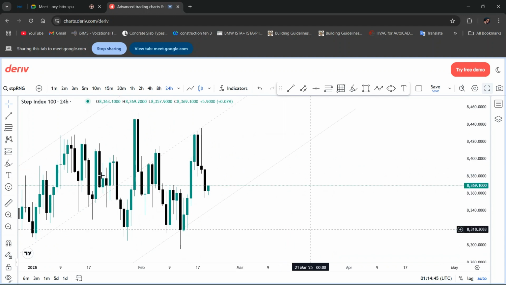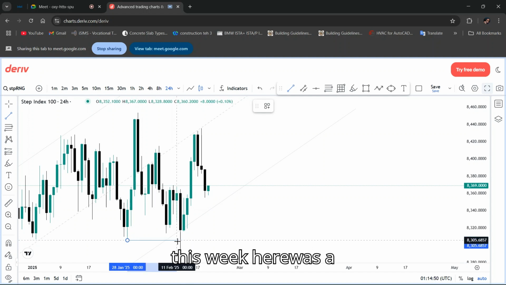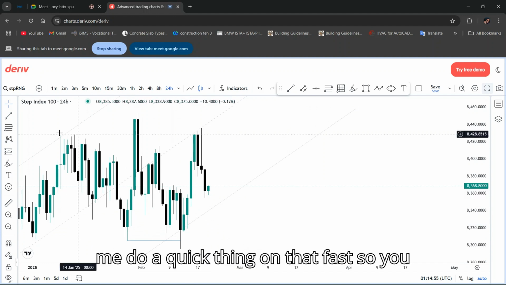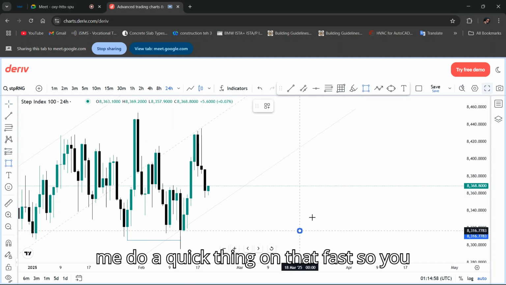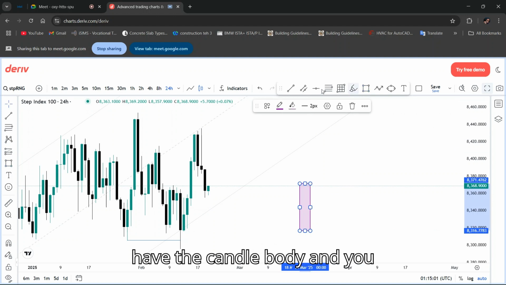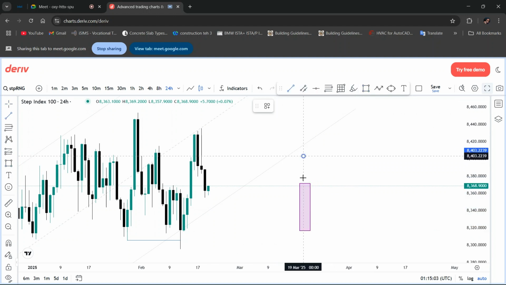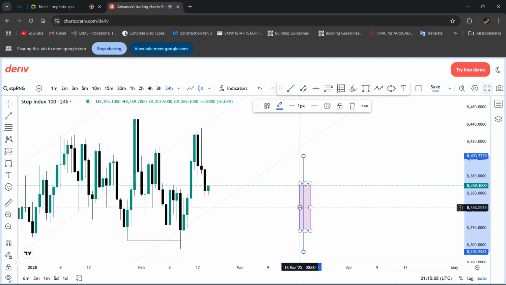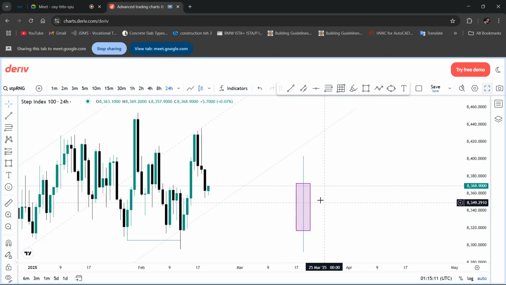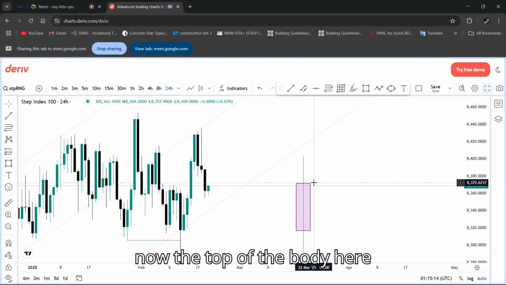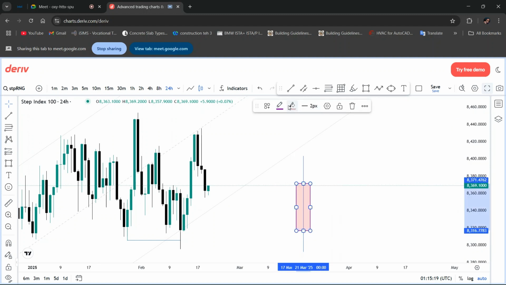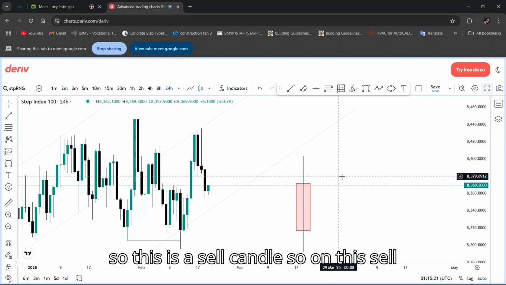Now just looking at the 1 day, I can see that this week here was a sweep, and the reason why I'll call that, I haven't even gotten to that yet, but let me do a quick thing on that first. So you have the candle body, and you have the candle wick. Now the top of the body here. Say for example, let me use this as a red candle, a selling candle.